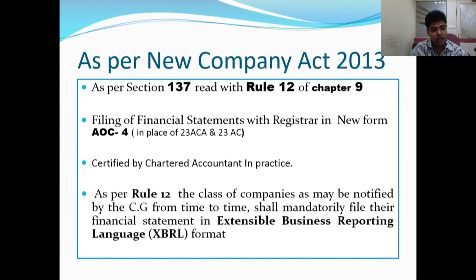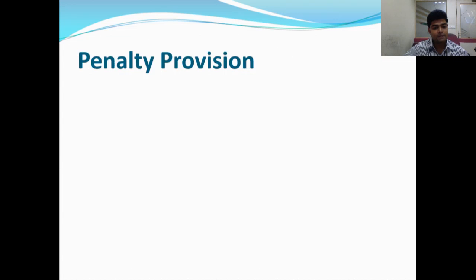And as per Rule 12 of Chapter 9, it is mentioned that the class of companies as may be notified by the central government from time to time shall mandatorily file their financial statements in extensible business reporting language. And see the penalty provision. If you are committing the same mistakes, doing wrong, incorrect tagging, you will be penalized by circular number 33.